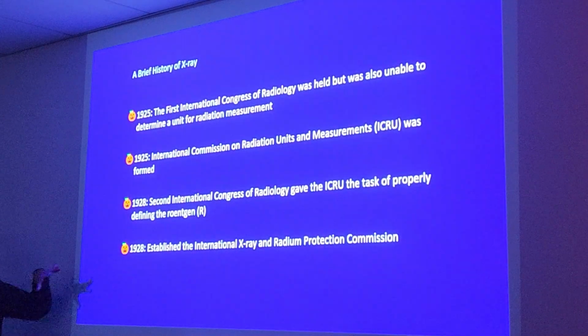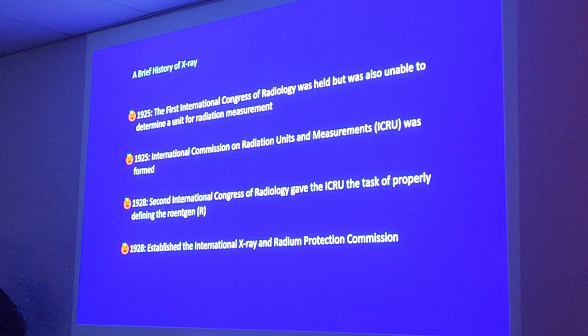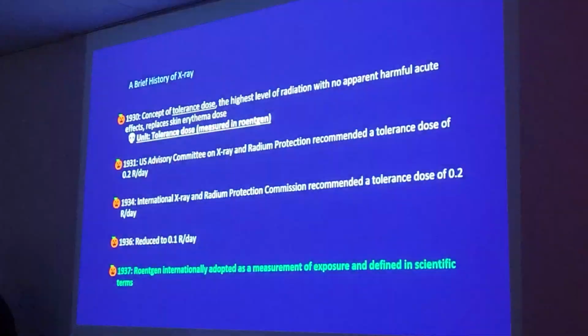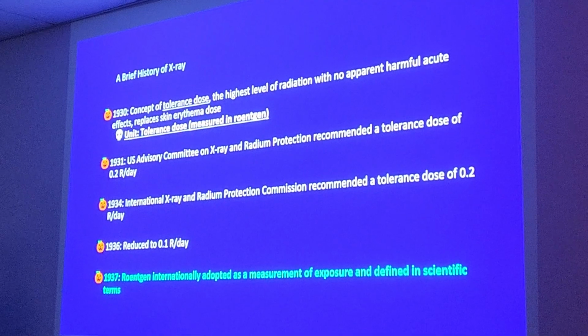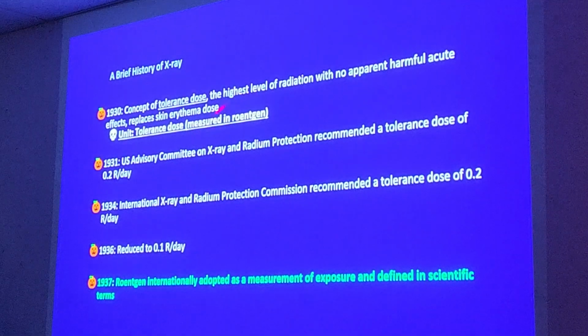So by 1928, people were already using the term Rankin to sort of define a unit, but it wasn't really scientifically defined. Like, what exactly does a Rankin mean? So it was in use, but not properly defined yet. In 1930, they came up with the concept of tolerance dose, which is basically the highest level of radiation that someone can tolerate until you start to see harm. Okay? And they measured that in Rankin.